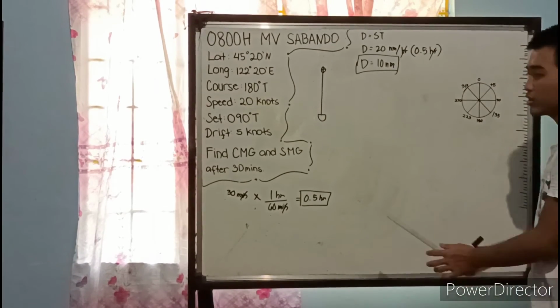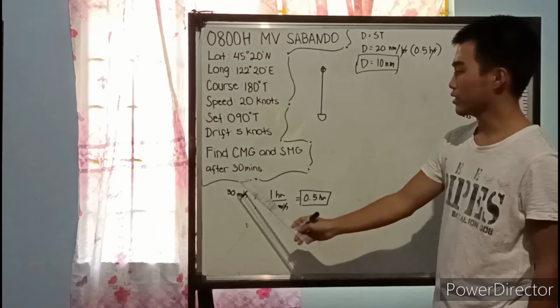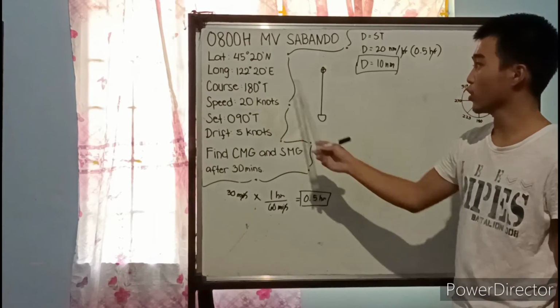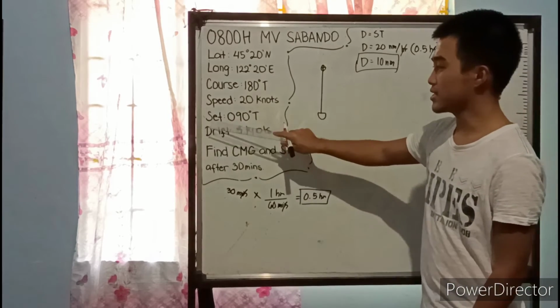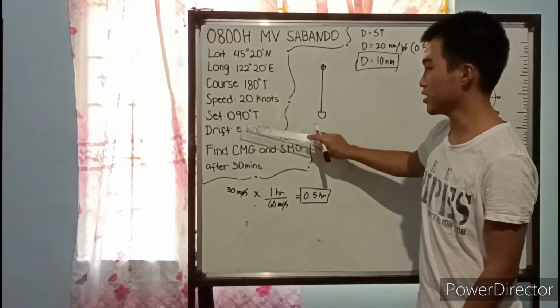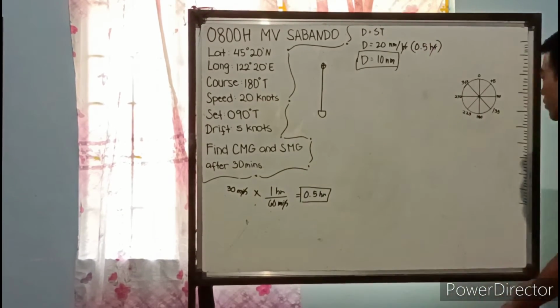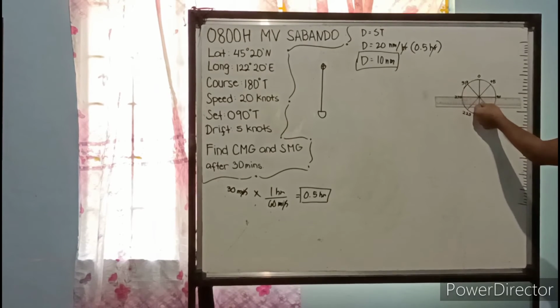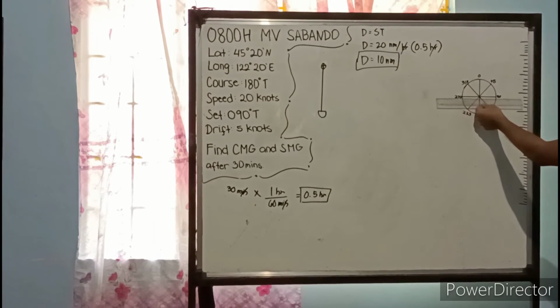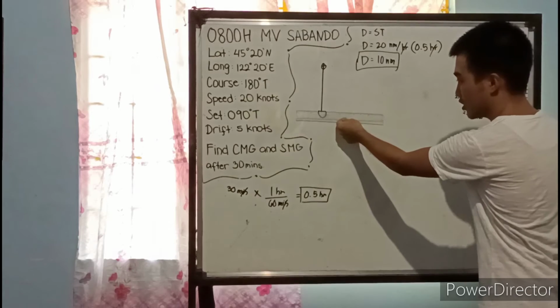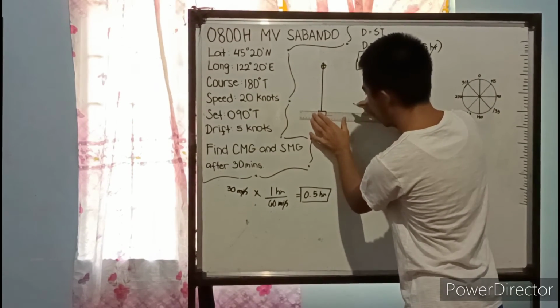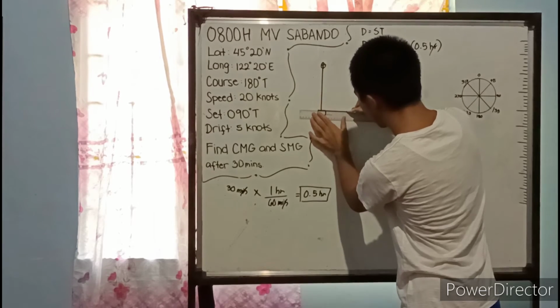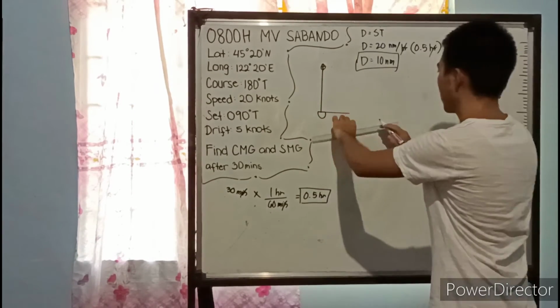So after we find our dead reckoning at 30 minutes or 0830 hours, we're going to apply the set and drift. So the set is 090 degrees true north, which is here. We're going to put this in the compass rose and drag this until our DR position. So we're going to apply the set. So this is our set.